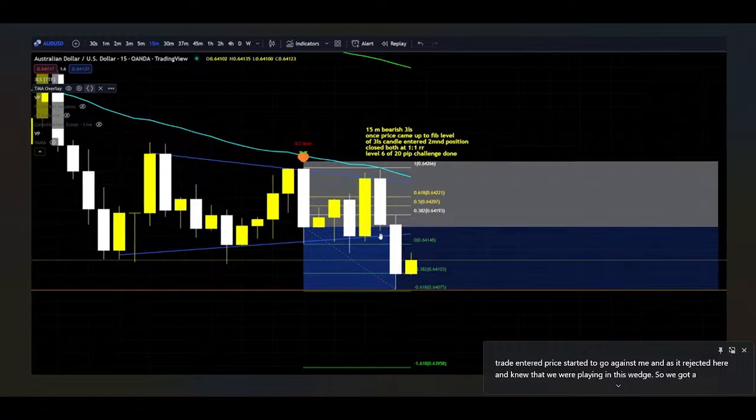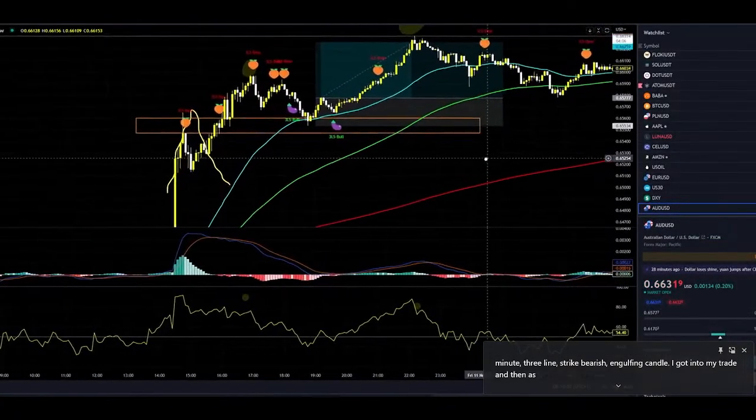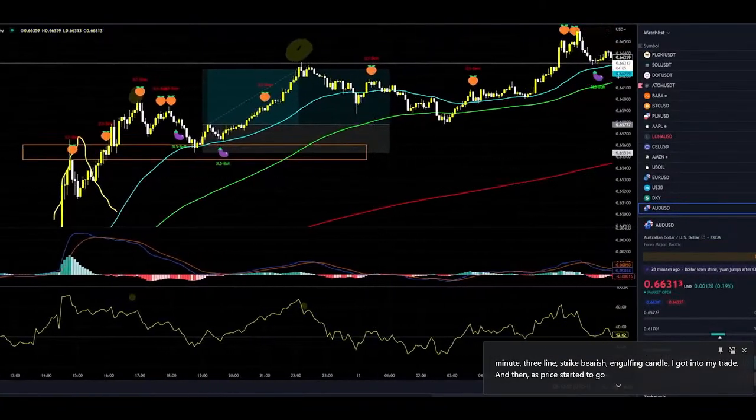And then luckily I got a huge bearish candle right here, and it kept continuing down. I ended up closing both trades at a 1-to-1 risk to reward ratio because both trades together would have been the equivalent of a 1-to-2, as you can see in my little typing right here, which also caused me to complete level 6 of the 20 pip challenge. Now, let's go into current market day.